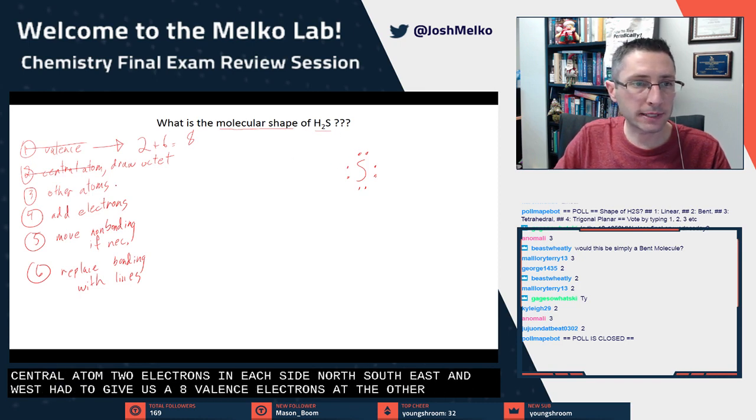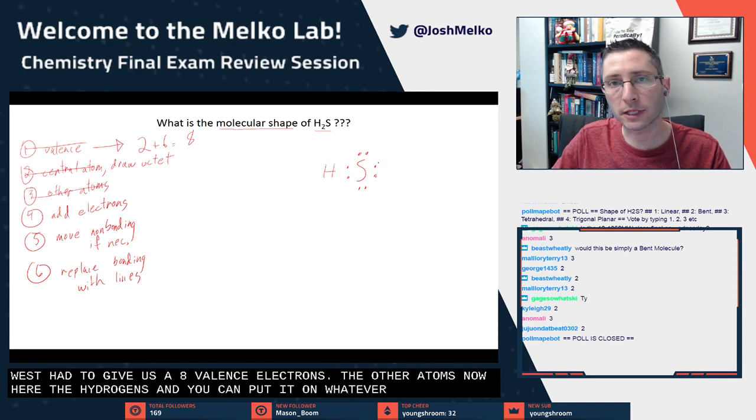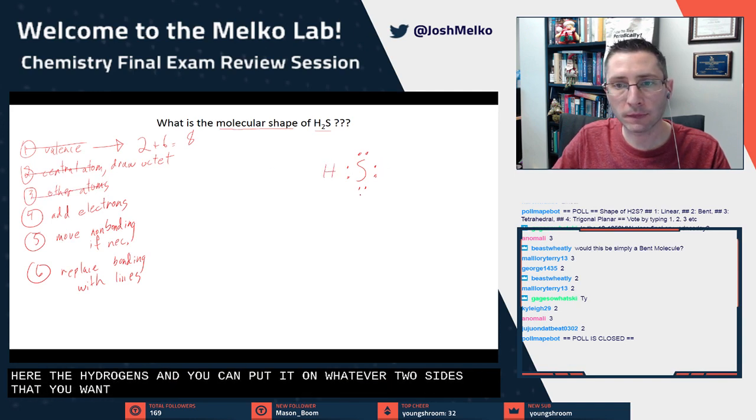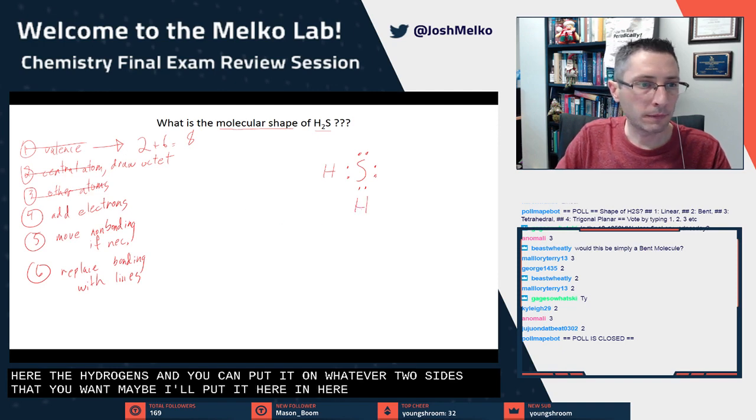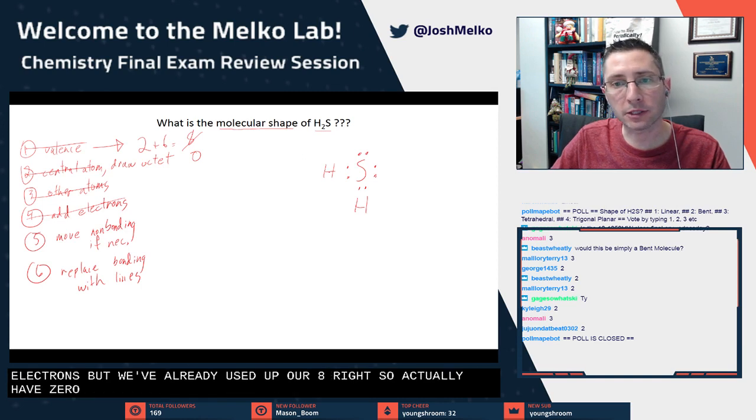I'll add the other atoms now. Here are the hydrogens. And you can put it on whatever 2 sides you want. Maybe I'll put it here and here. Okay, add any remaining electrons, but we've already used up our 8, right? So we actually have 0 valence electrons left.